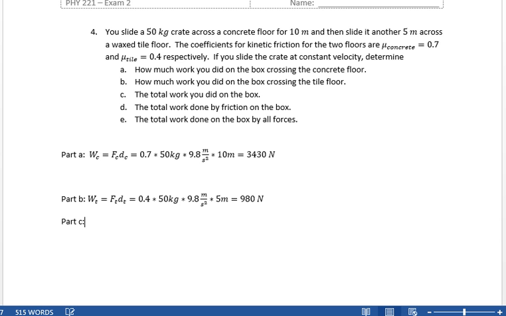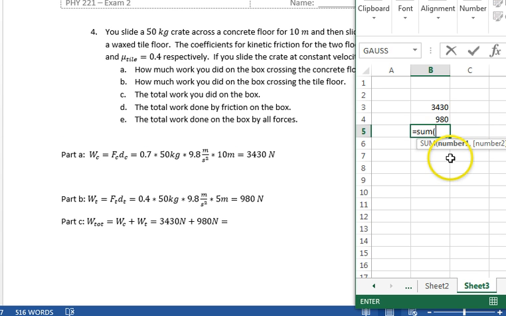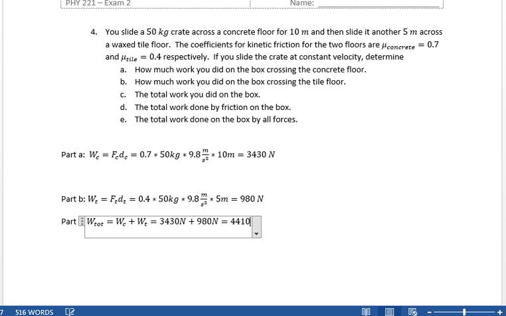Now, part C, the total work you did on the box. Well, this is easy. It's just the work on the concrete plus work on the tile, which is 3,430 newtons plus 980 newtons. Let's get that sum. 4,410 newtons.